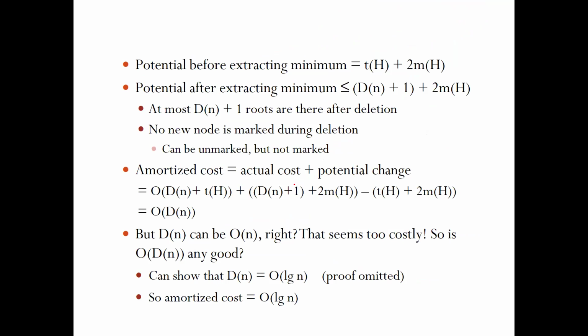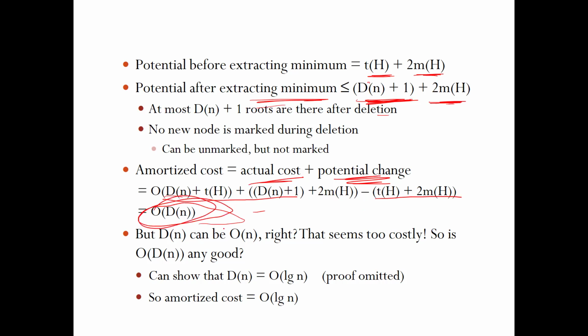Now, when you look at the potential, this is how it will come. We have to find the actual cost and the potential change also. Once you have extracted the minimum, the potential is basically t(H) plus 2 m(H), where t(H) is nothing but D(n) plus 1, the degree of the nodes that came, plus 1, and the existing marked nodes are also there. So the actual cost is given by this and the potential change is given by this. Once you subtract them, you get O of D(n).